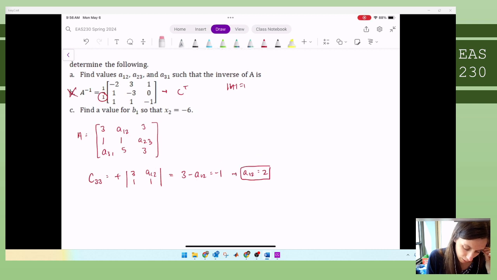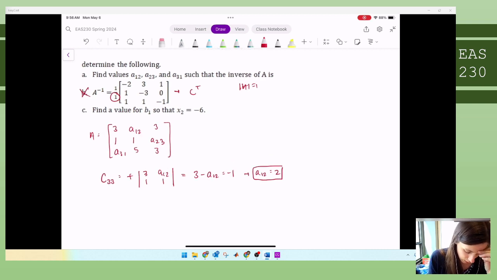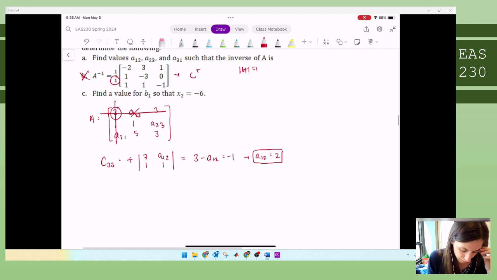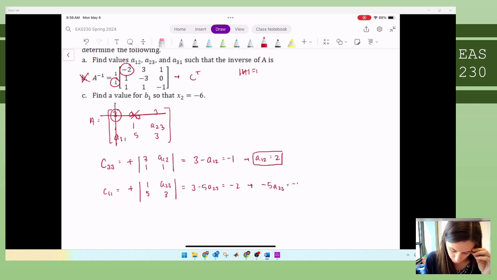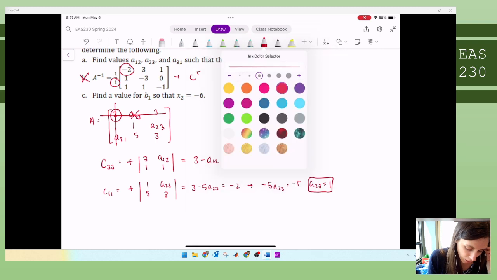Then I'm going to pick another cofactor to find. So that one's done. Now I want to pick this cofactor. Remove the row, remove the column it's in. So C11 equals plus 1, 5, A23, and 3. So that's going to be 3 minus 5A23, and that should equal this one, -2. So -5A23 equals -5, A23 equals 1. There we go. I finished that one.